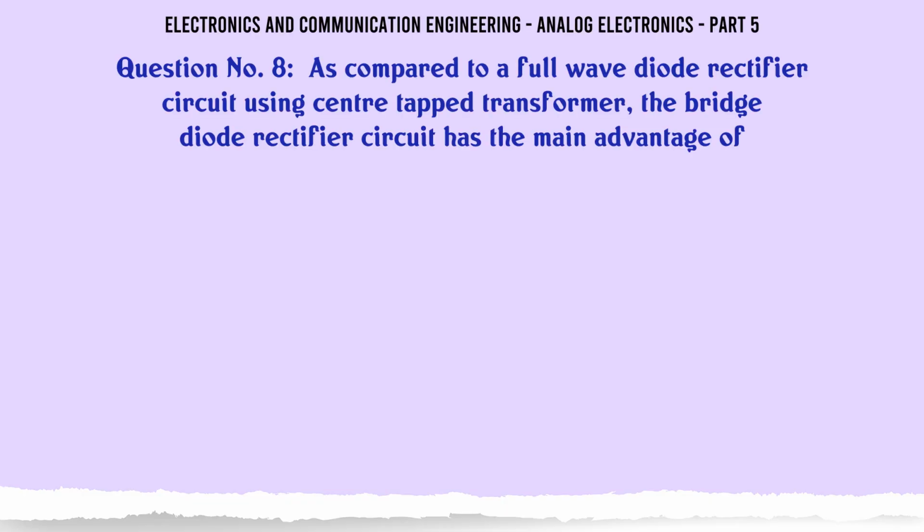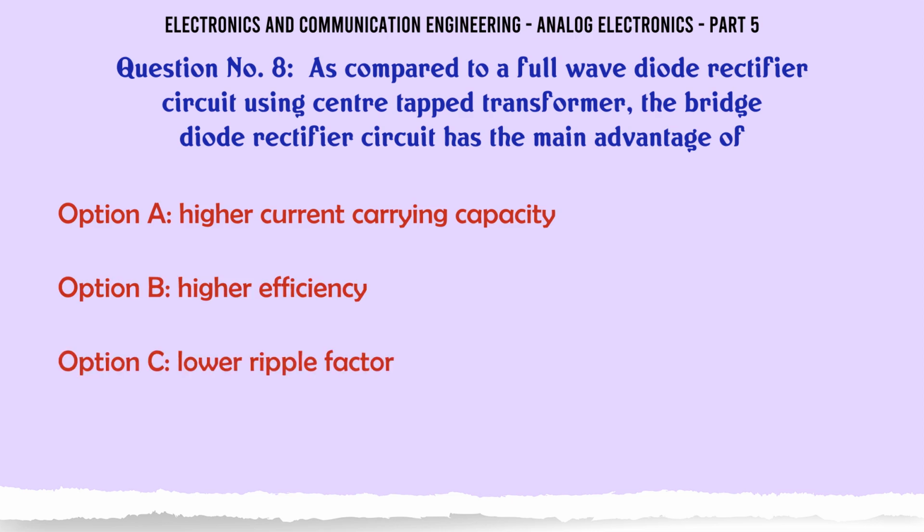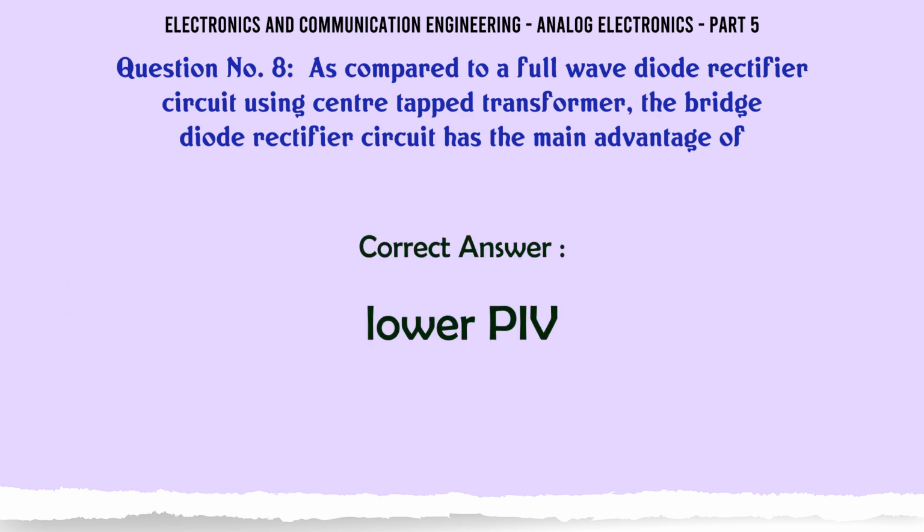As compared to a full-wave diode rectifier circuit using a center-tapped transformer, the bridge diode rectifier circuit has the main advantage of A) higher current carrying capacity, B) higher efficiency, C) lower ripple factor, D) lower PIV. The correct answer is lower PIV.